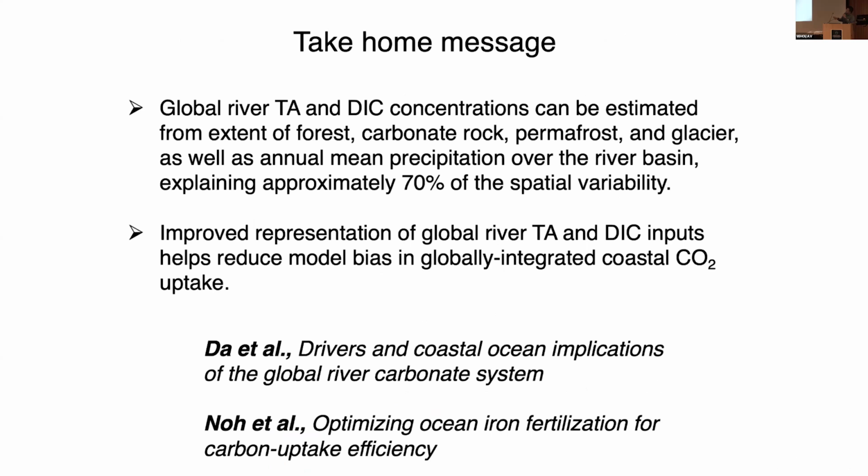So here's just some take-home messages. We used the watershed information, and several basic watershed properties can really give us a good estimate of global river alkalinity concentration, and using this more realistic concentration can decrease the bias we see in global models.